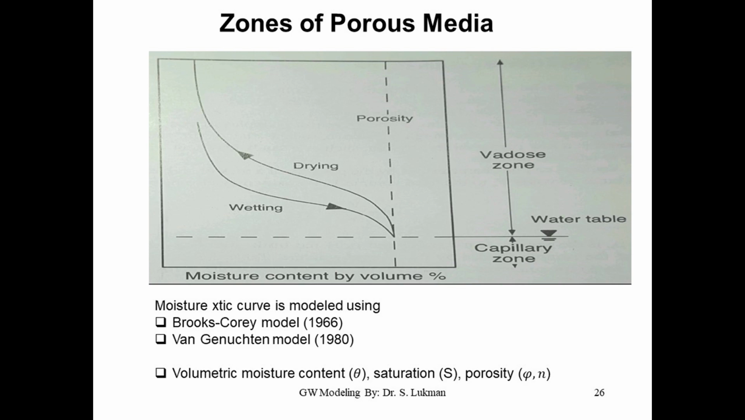And this is called the moisture characteristic curve and is modeled using either the Brooks-Corey model, developed in 1966, or the Van Genuchten model, developed in 1980.